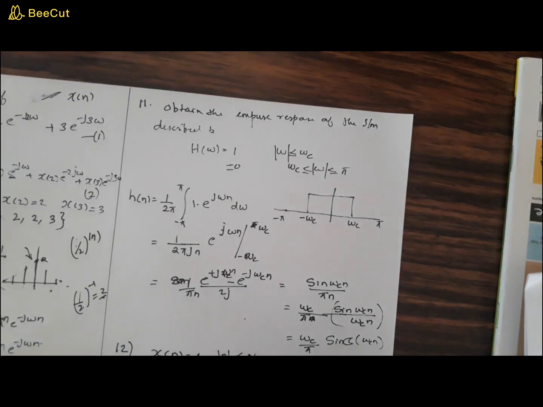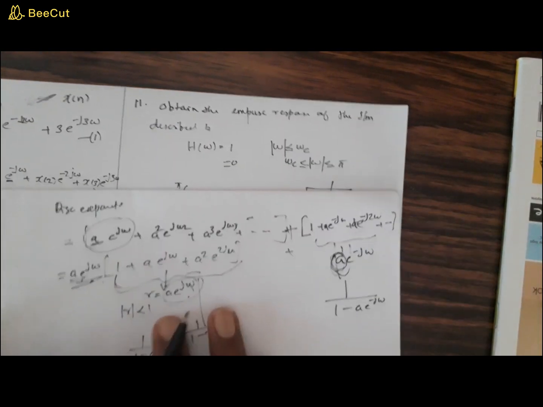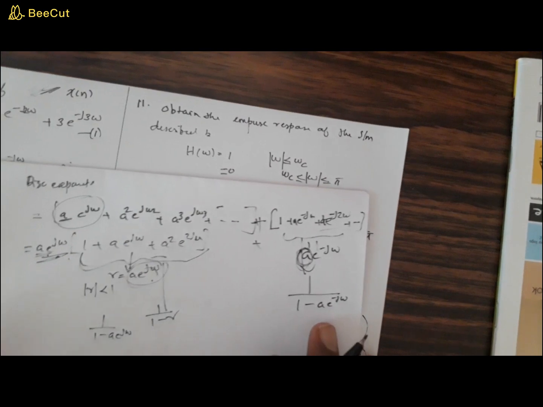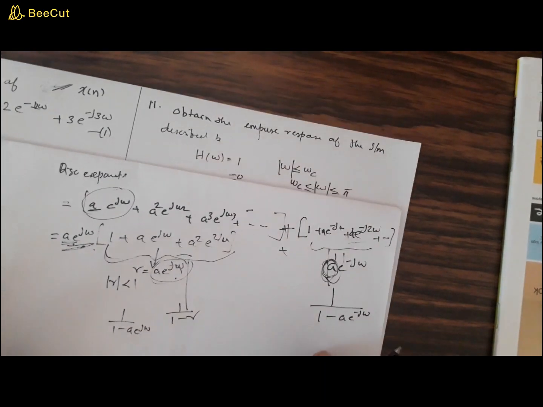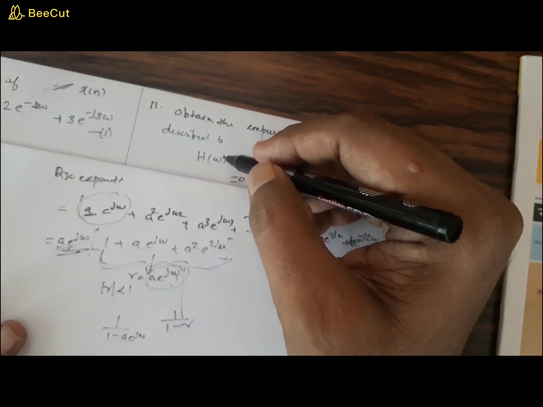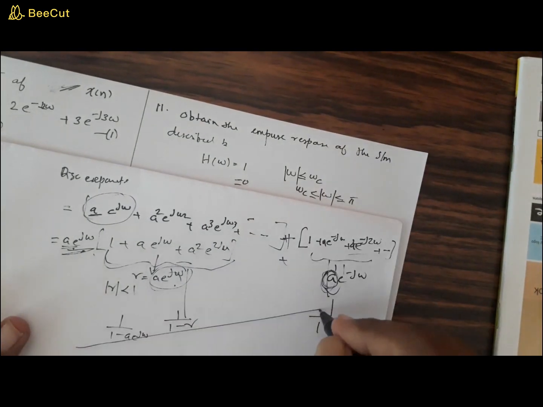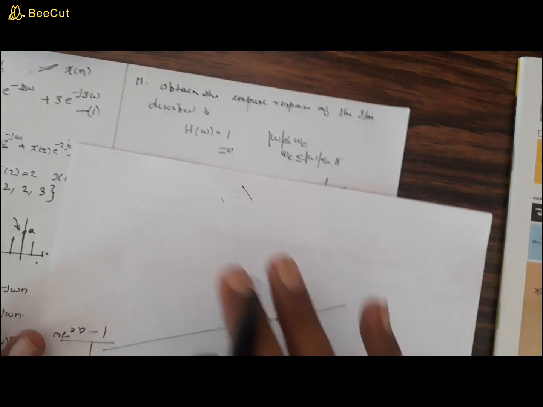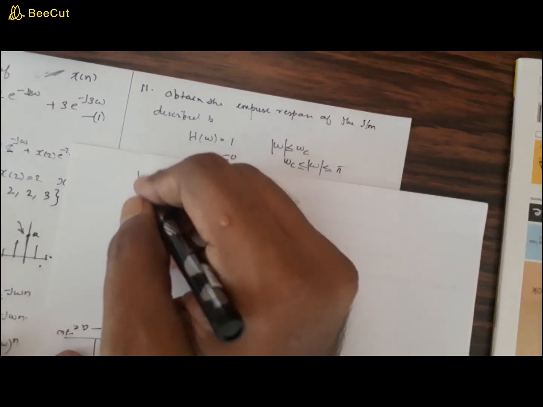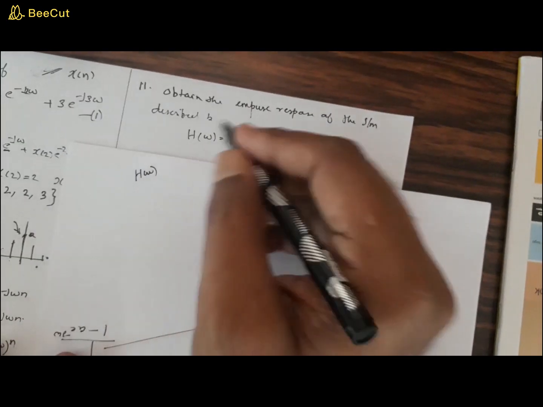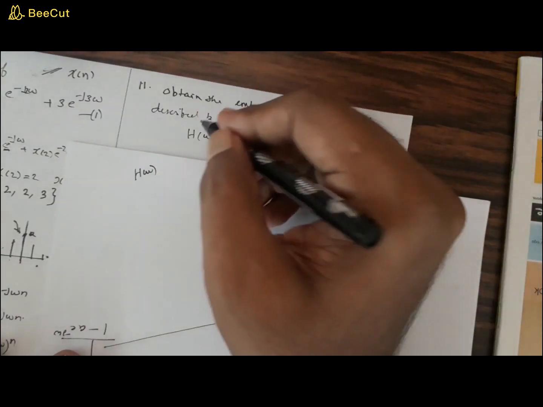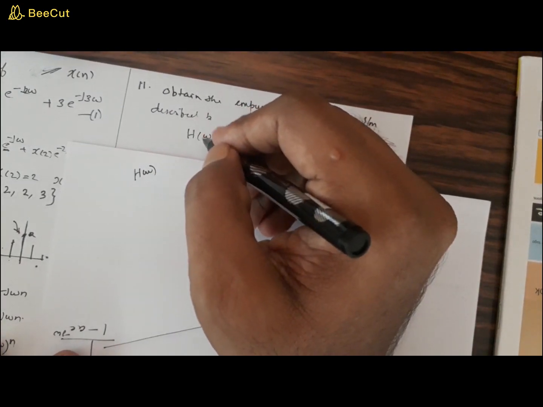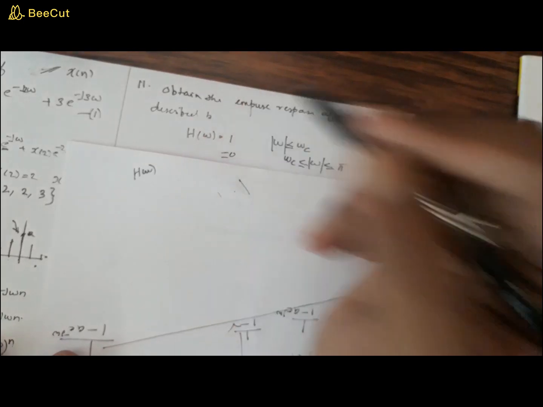Obtain the impulse response of the system as shown. Now, how to find the impulse response of the system, which is given as H of omega? So what is this H of omega? H of omega is the system function in the frequency domain. In another sense, you can say that this is actually the Fourier transform of the impulse response.